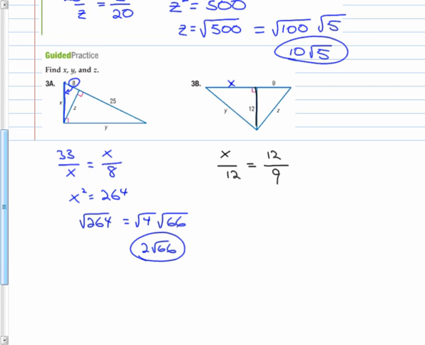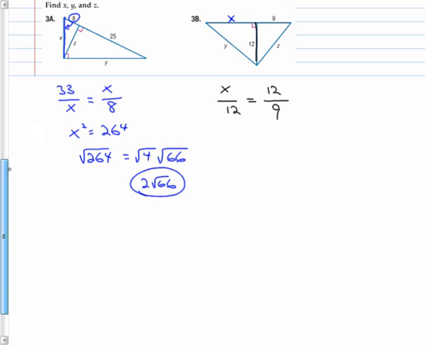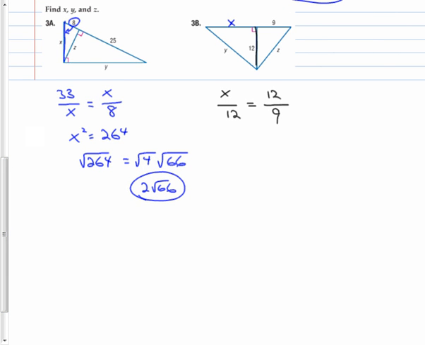So the unknown doesn't have to be in the geometric mean position. Let's try this out. X times 9, or 9x, is going to equal 12 times 12, which is 144. So if you divide by 9, x equals 16.